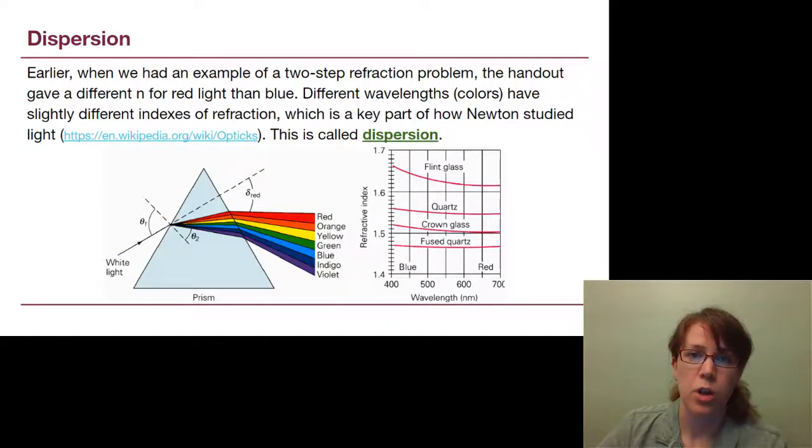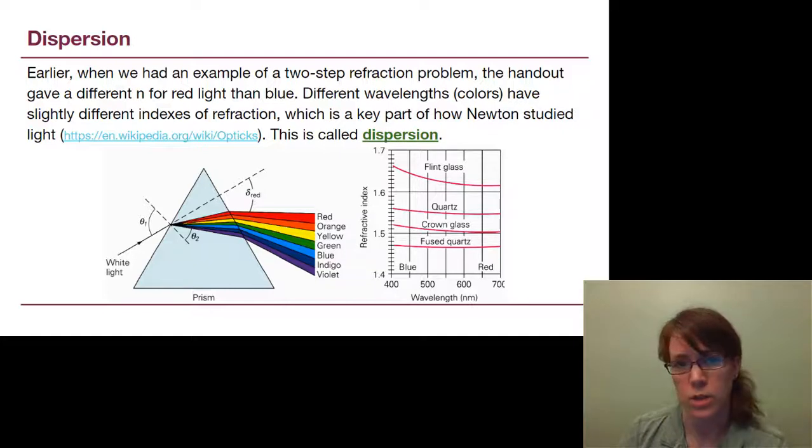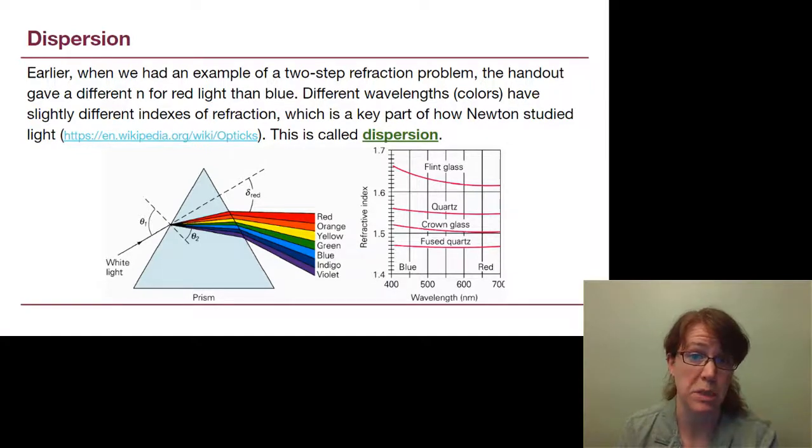Okay, so our second of our two separate topics for today, the next section in the chapter, is dispersion. Now, dispersion is something that we're going to talk about almost exclusively as a concept question. When we had the example of the two-step refraction problem, back in the first video, and we have a class handout that you can refer back to, we actually gave a different index of refraction for red light, because red light and blue light all have different indexes of refraction within a given medium.